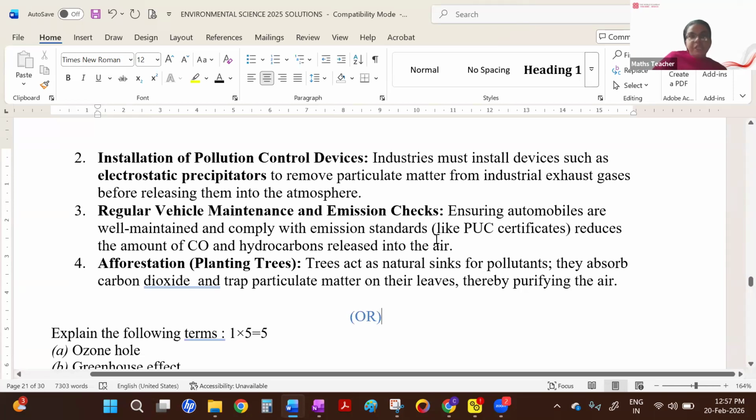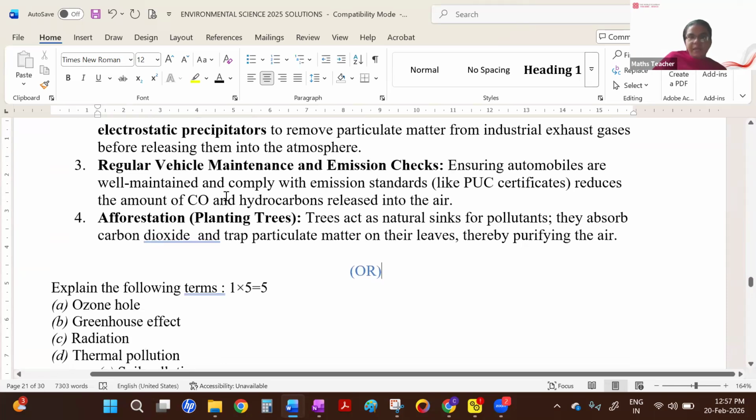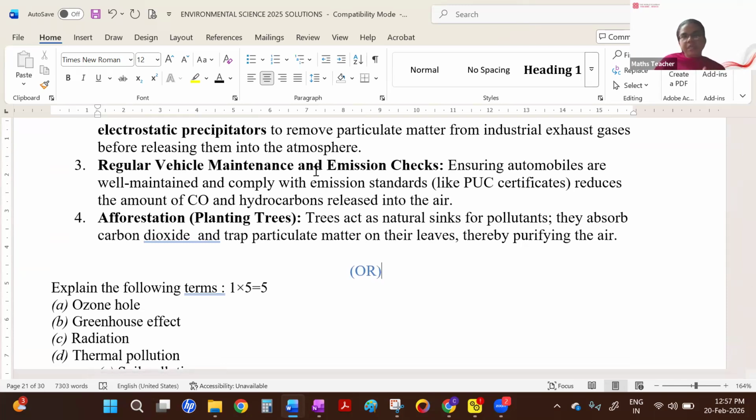And vehicle maintenance and emission checks. The same emission check can be done in vehicles also, and proper maintenance should also be done. A properly maintained vehicle will reduce the harmful emissions.